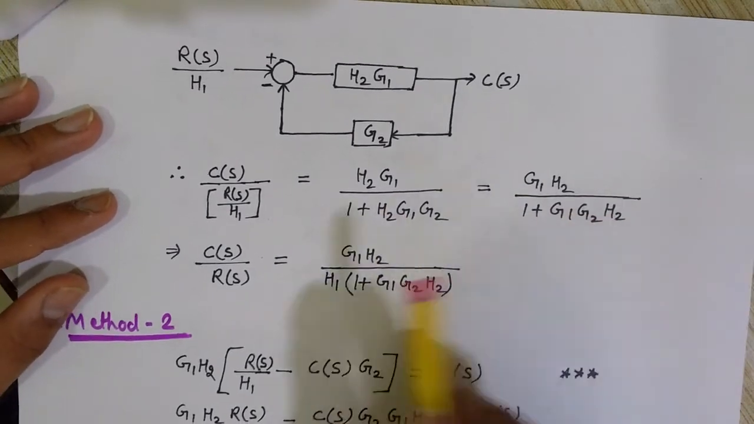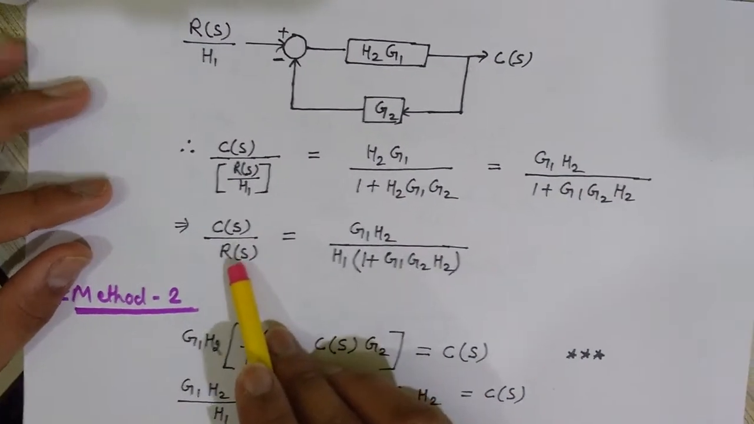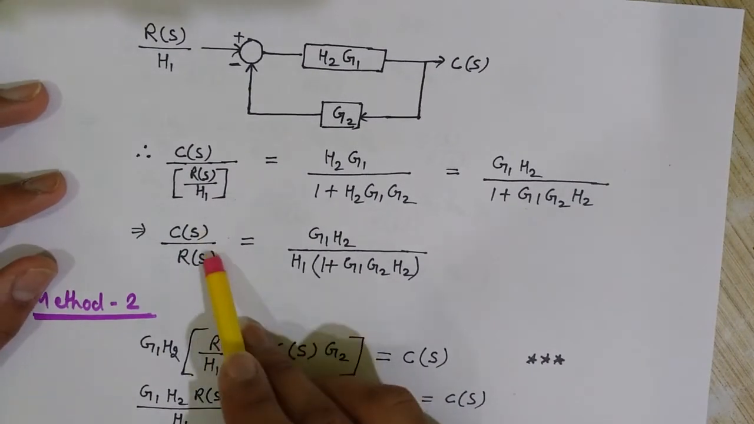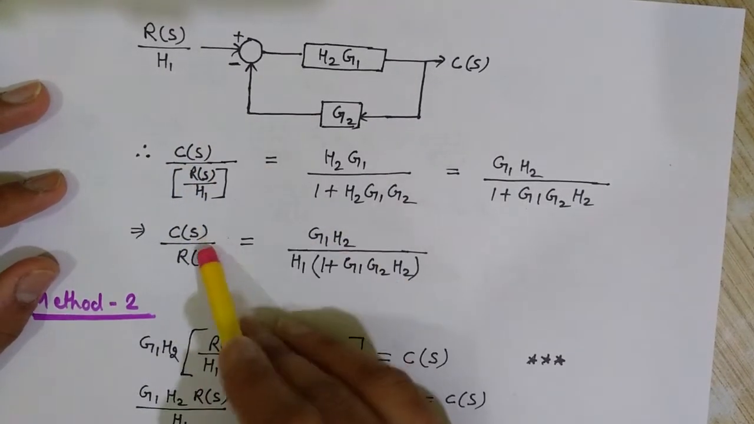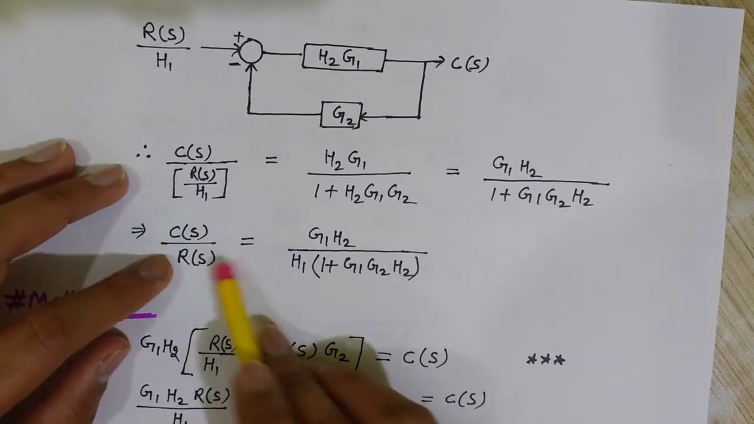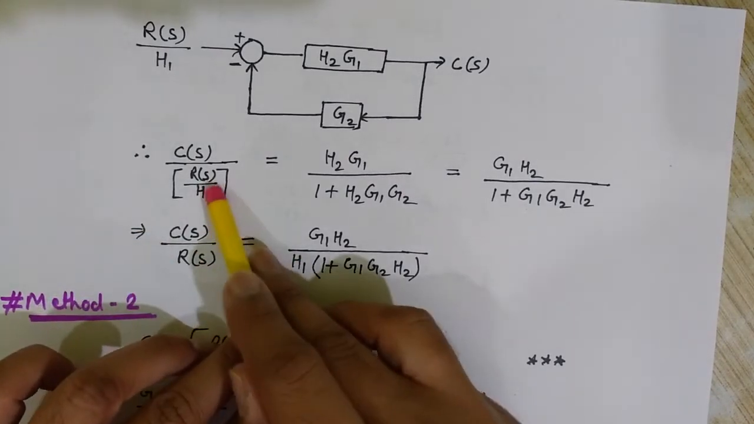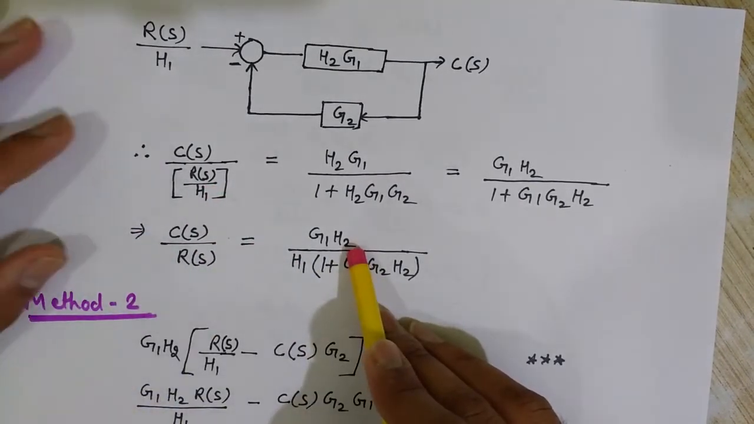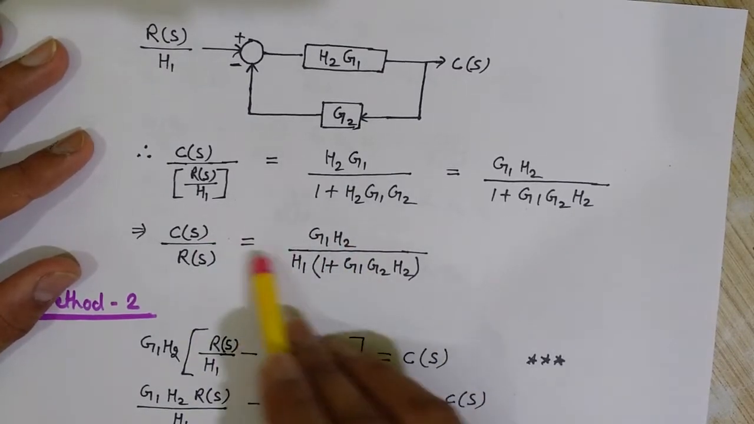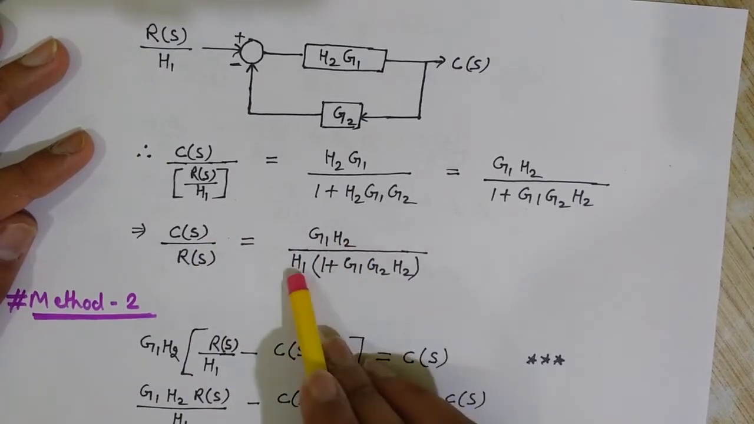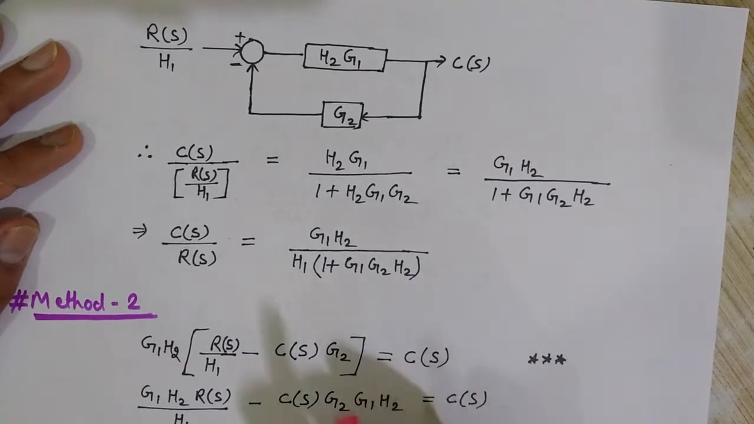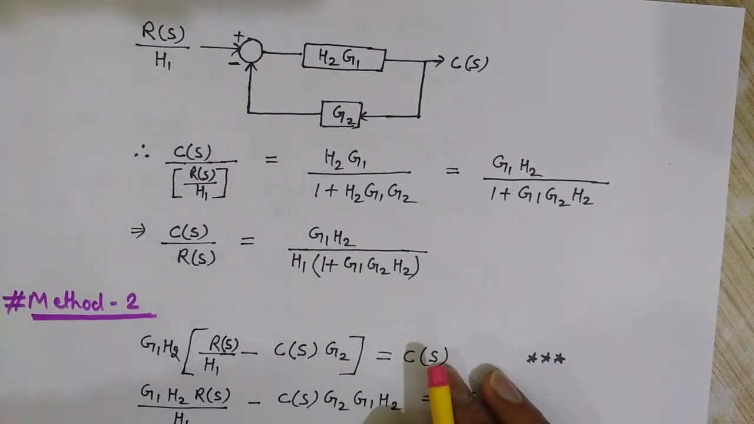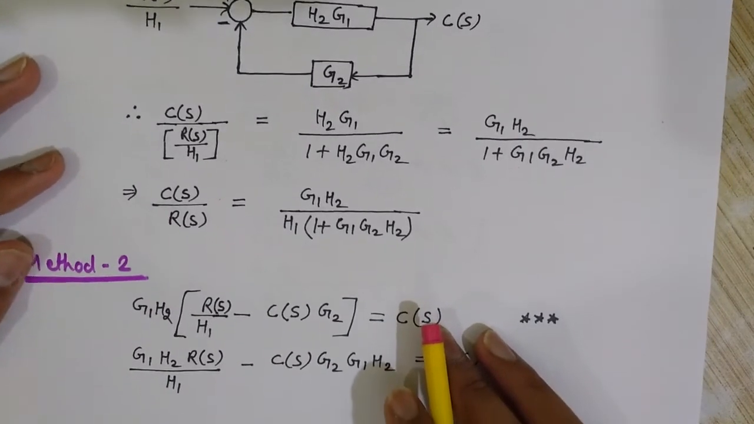So it is 1 plus G1G2H2, same as this. So it can be written as C(s) by R(s). If you find this C(s) by R(s), then this H1 will go into the denominator. Just solve it by transferring H1 to this side. So C(s) by R(s) is G1H2 divided by H1 times 1 plus G1G2H2. It is very simple. Now this was the first method of solving this using the feedback formula.